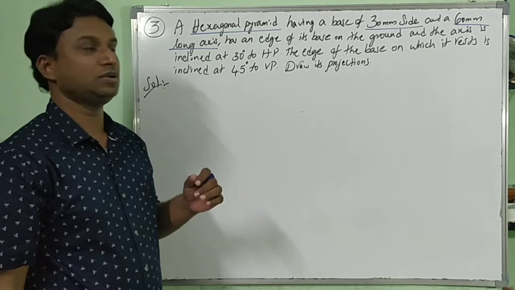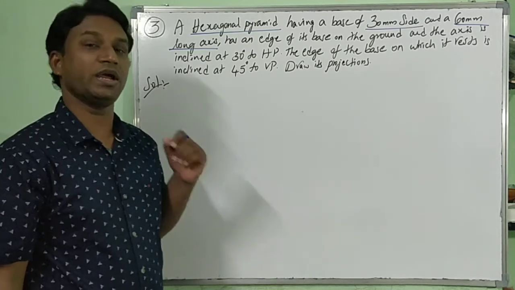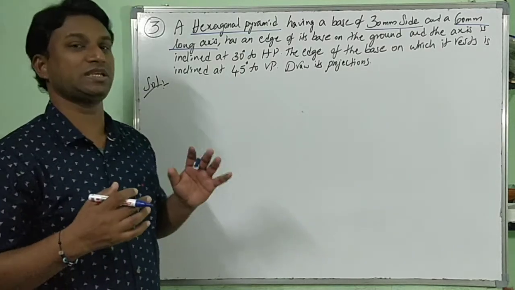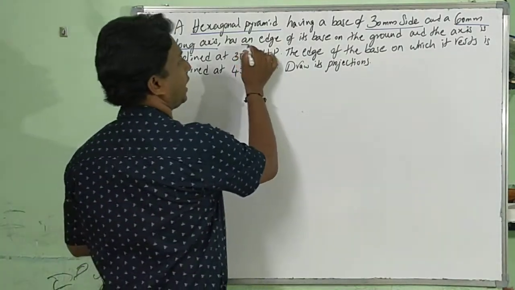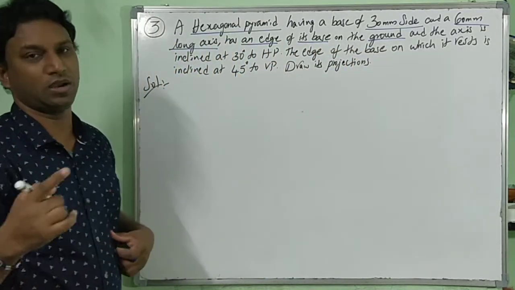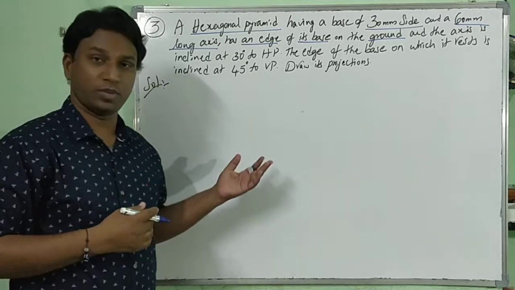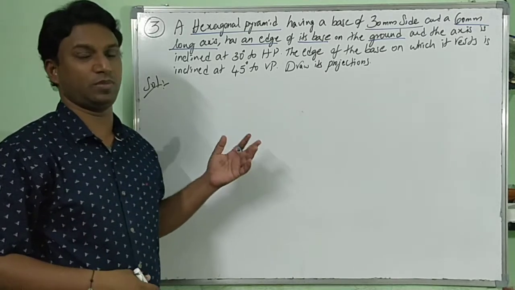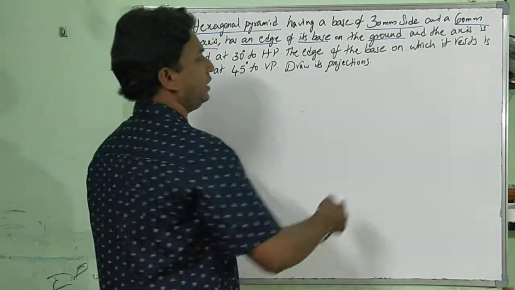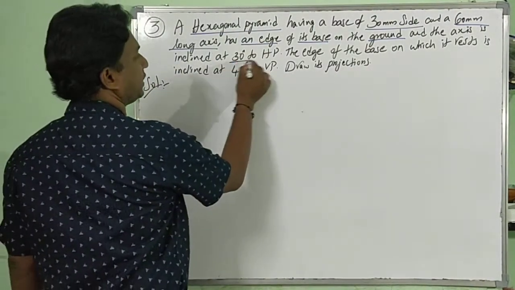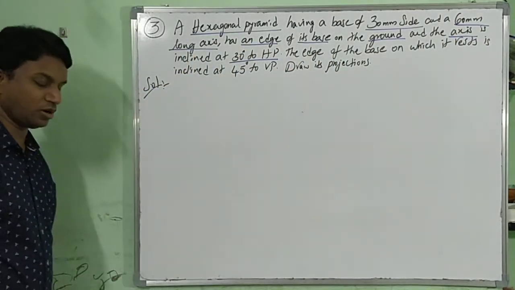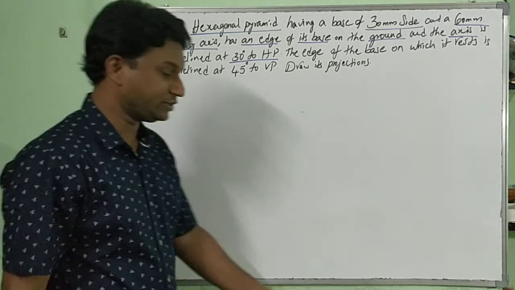Now coming to its location, it has an edge of its base on the ground. Edge means side of the hexagon. How many edges will a hexagonal pyramid have? The base has 6 edges. But an edge of its base is on the ground. One edge is on the ground. In the first problem we discussed the same, an edge on the ground. The second problem was a corner. Now this is again an edge, but a pyramid. And the axis is inclined at 30 degrees to HP.